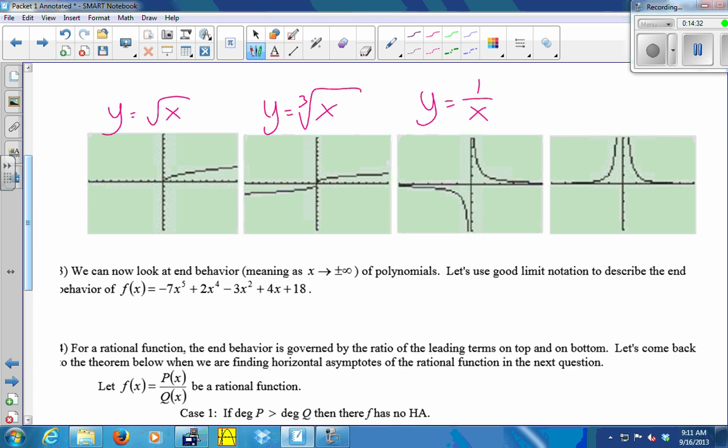What do you think about the next one? 1 over x squared. It looks a lot like the one before it, at least the right-hand side does. And the x squared means that everything will always be positive. No matter what x value you plug in, we're going to square it, which means that the resulting fraction will always be positive. So everything's above the x-axis. Good.